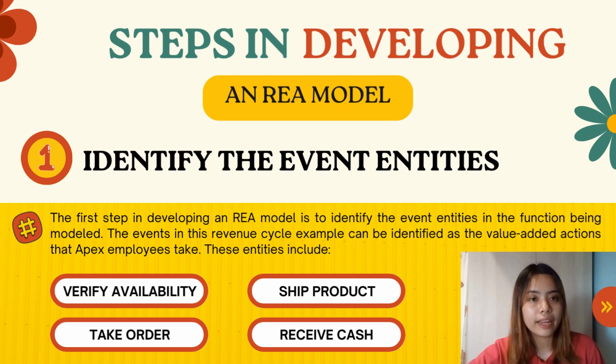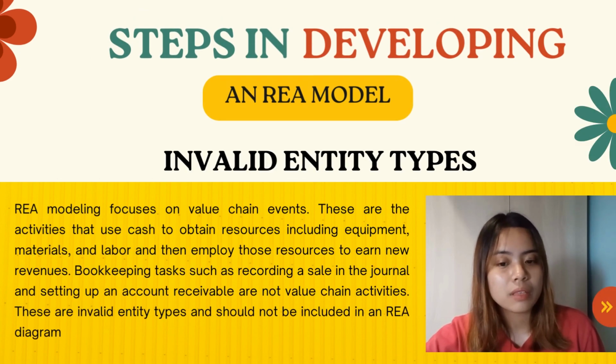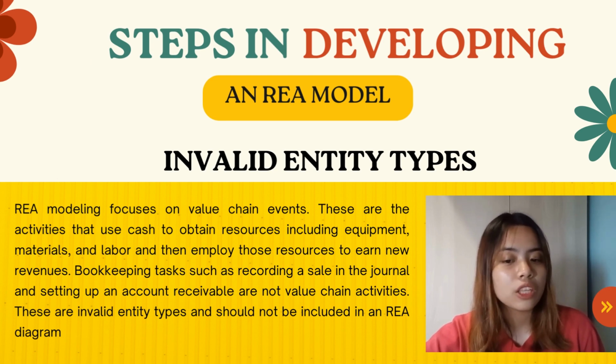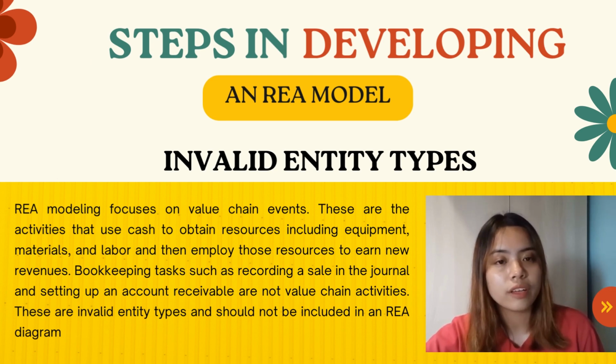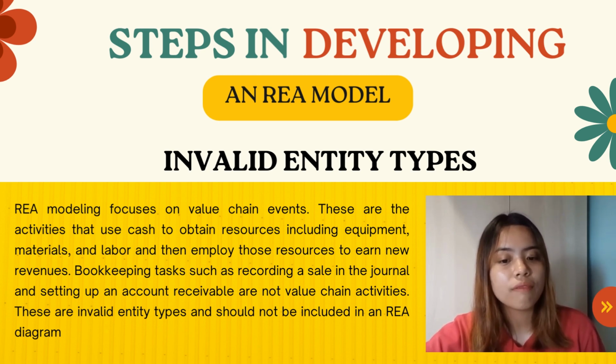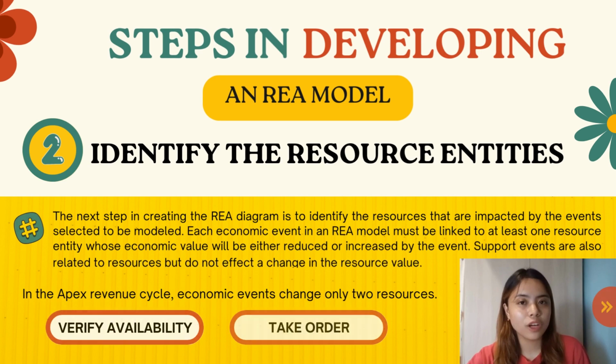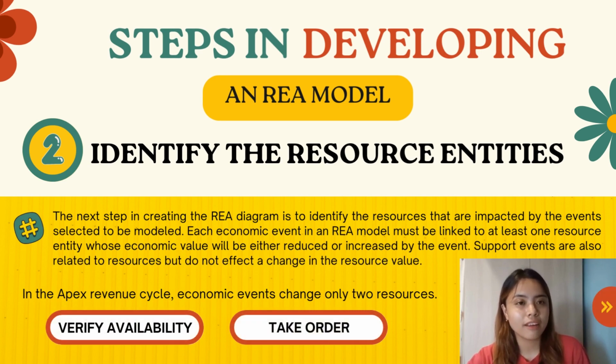For a comprehensive REA model, it is crucial to differentiate between economic events, which involve direct changes in economic resources, and support events, which provide supplementary information without directly altering resources. For invalid entity types, the report highlights that REA modeling focuses on value chain events that use cash to acquire resources and generate revenues. Certain activities, such as traditional bookkeeping tasks, are considered invalid entity types and do not belong in the REA diagram. Now, let's move on with the second step, which is about identifying resource entities.